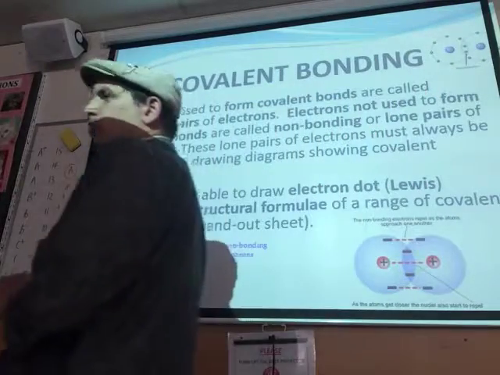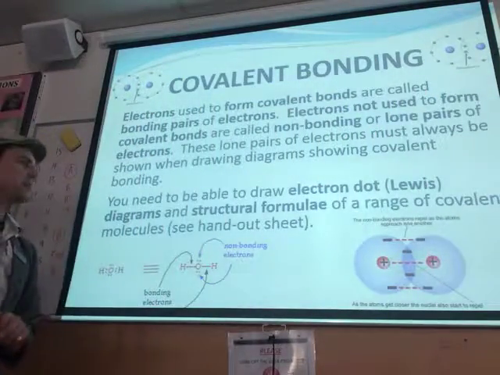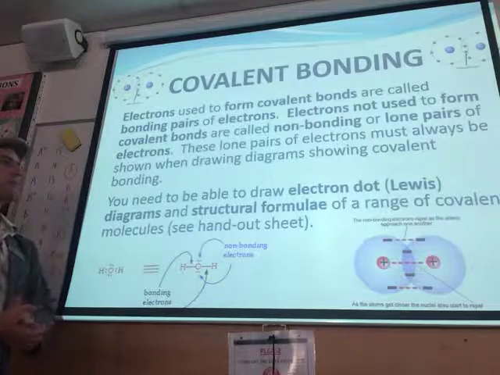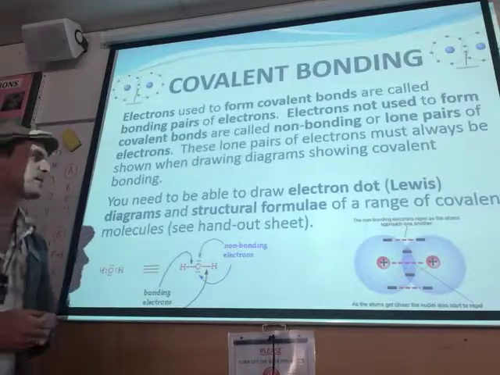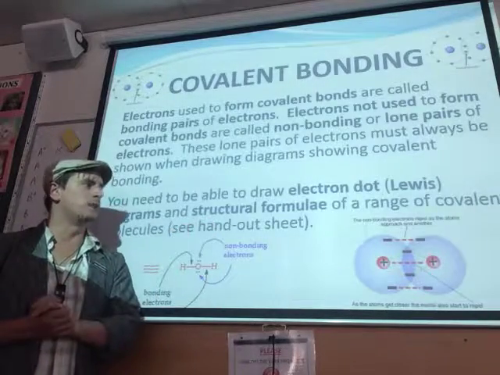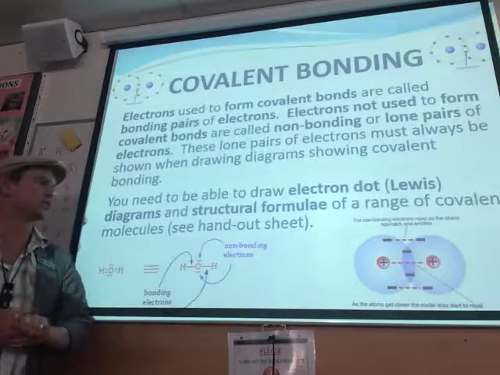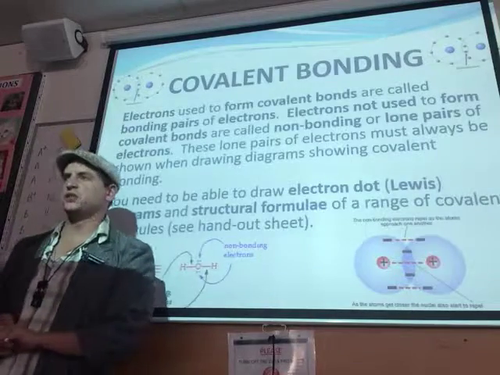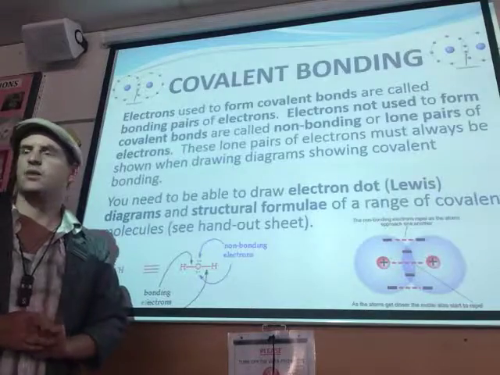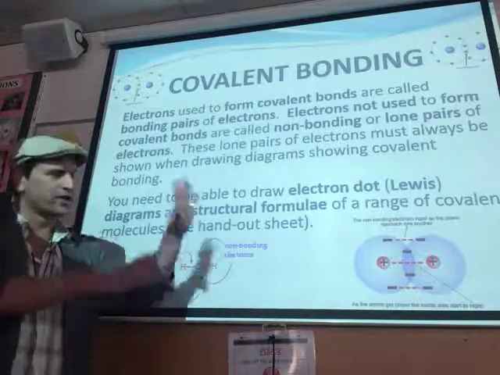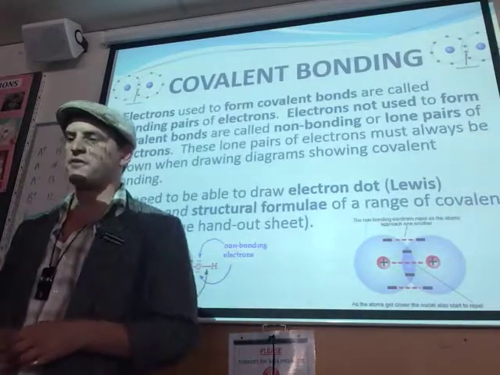So, what do you need to do? Well, by the end of this lesson, I hope to teach you how to draw electron dot or Lewis diagrams and the structural formulae of a range of covalent molecules. I'll get a sheet to you on how to do that, but I want to do a bit of practice with you guys first before I put it in an official slide form.